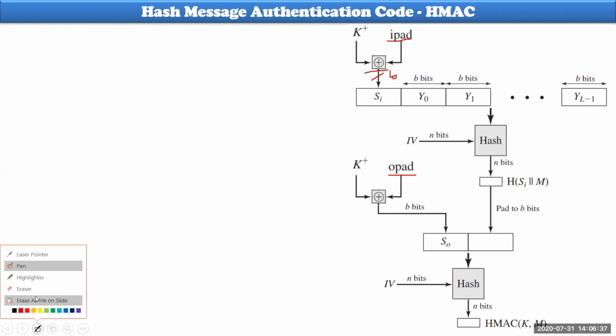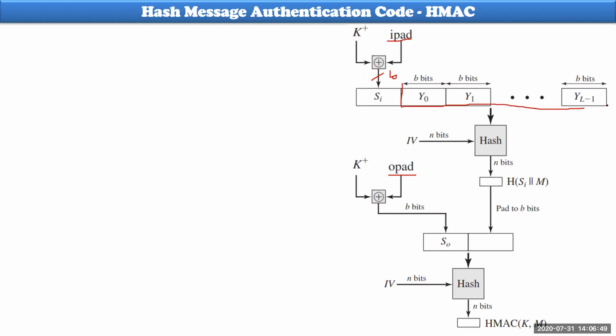Therefore, the output of this exclusive OR is appended to the actual plain text. From here to here, this is plain text. Plain text might be of any length, any number of bits; that doesn't matter here. So the output of K plus iPad will be appended to this plain text. Then after getting this whole thing as plain text, apply the hash function.